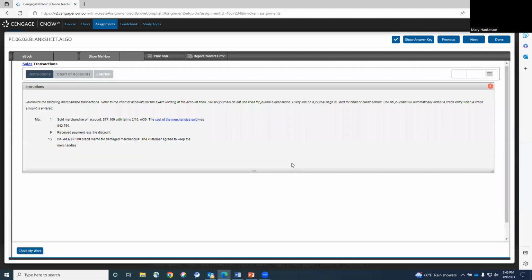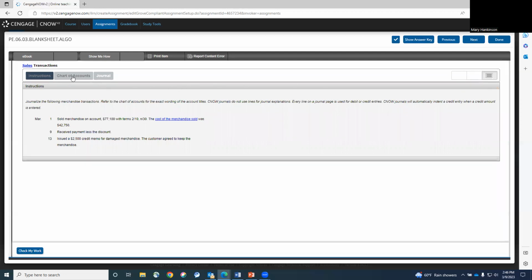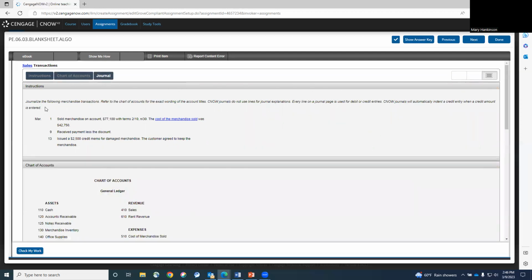So the next thing it wants us to do is record a sales transaction. So I'm going to go ahead and open up all the tabs. It says journalize the following merchandise transactions, and of course refer to your chart of accounts for the exact wording of the accounts. So let's look at these transactions. It says on March 1st, we sold merchandise on account for $77,100.